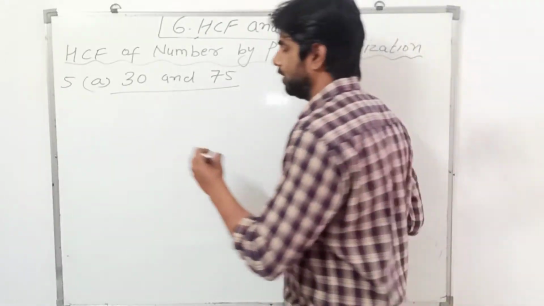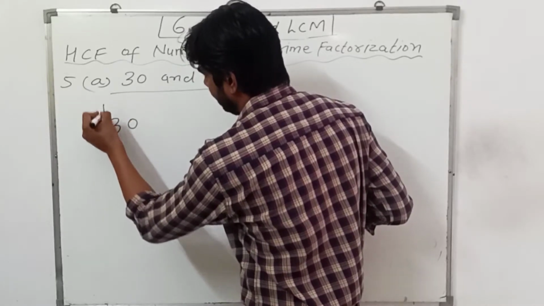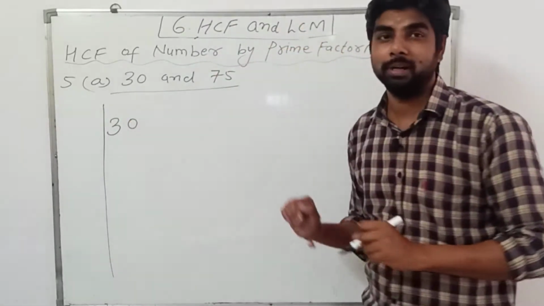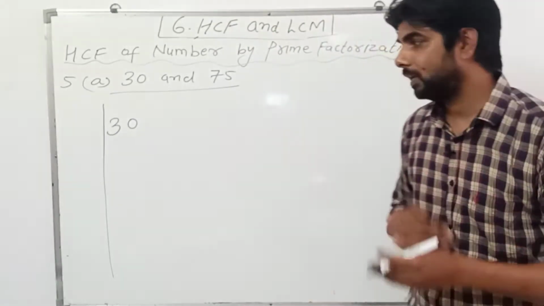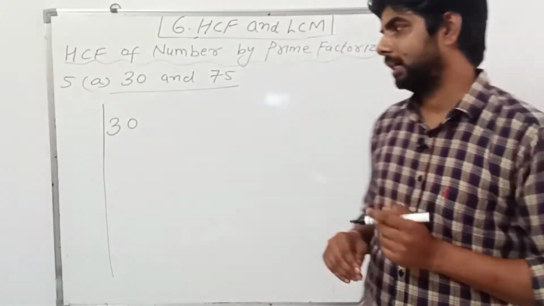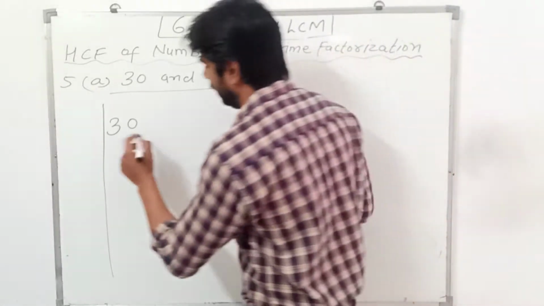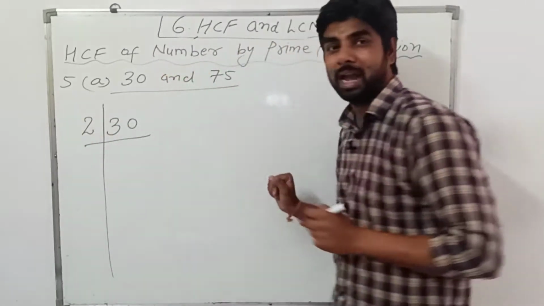In this case, we have to divide 30 by prime numbers, and we have to keep dividing until we get 1 as our quotient. Let's see how we divide. First we will divide it by 2. We know that 2 is a prime number.